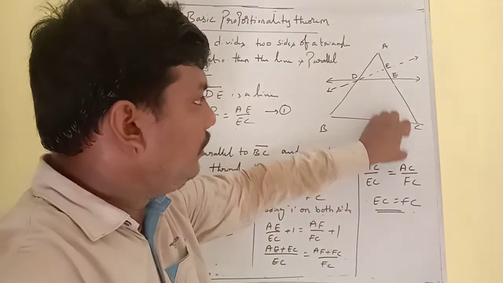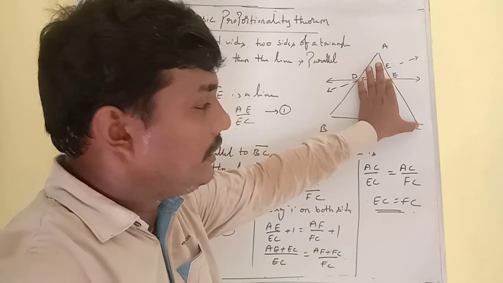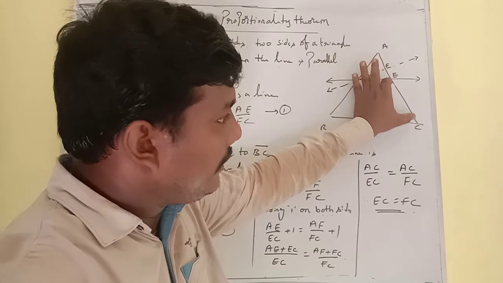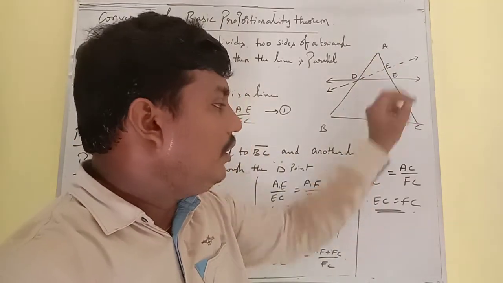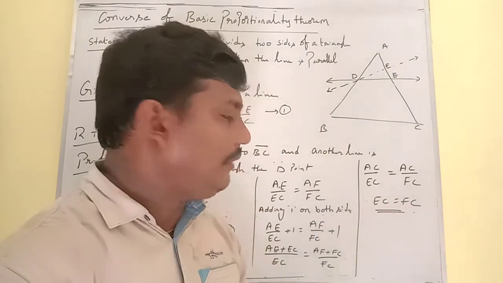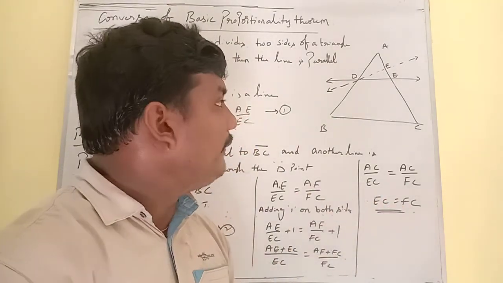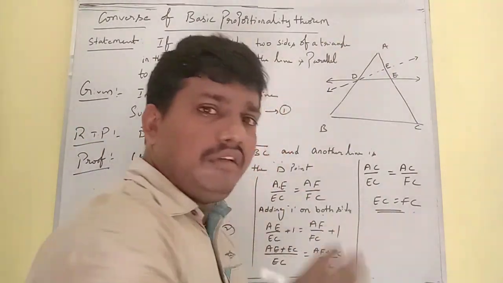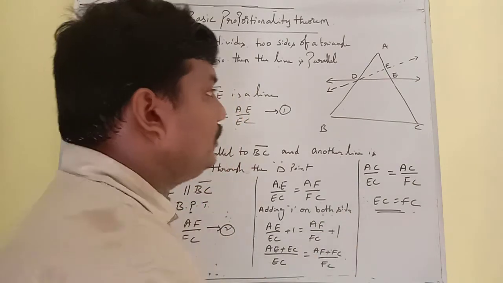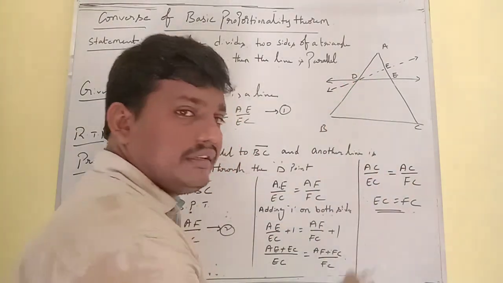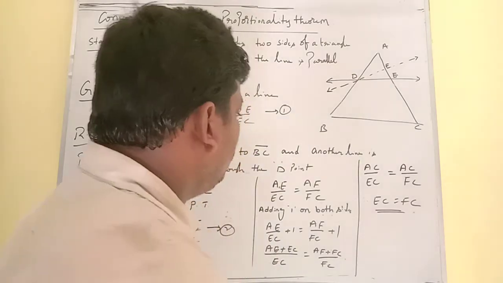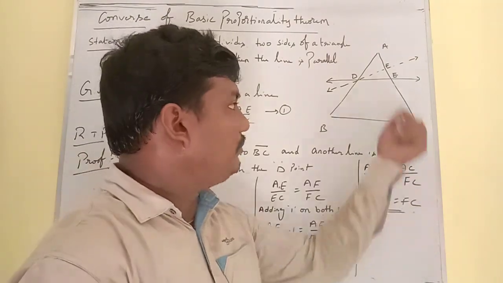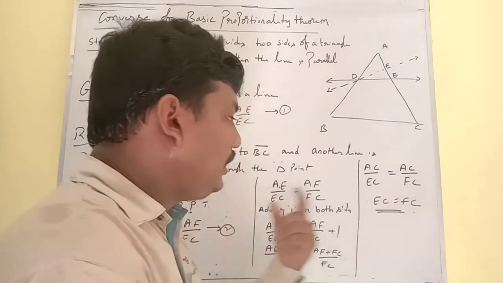EC is equals to FC is theoretically proved. But from the diagram, FC is greater than EC here. From the diagram EC is less than FC, but here it is equal. How will this happen? It will happen only when E and F coincide with each other. When EC and FC are equal, definitely F and E coincide each other. Otherwise, this is a wrong statement. Actually, from the diagram, this is a wrong statement, but theoretically it is a correct statement.